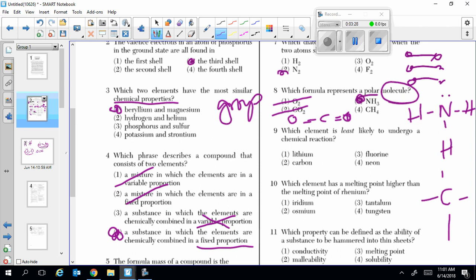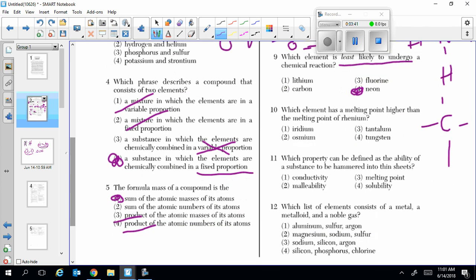All right, which element is least likely to undergo a chemical reaction? So if it is least likely to undergo a chemical reaction, that's because it's a noble gas. It's already perfect. It has full valence, so that's neon. Which element has a melting point higher than the melting point of rhenium? So I got to look up rhenium and see what its melting point is. So I go here on table S, and first of all, I got to find it. So, rhenium, where are you?